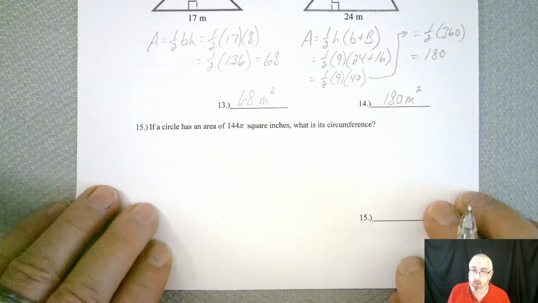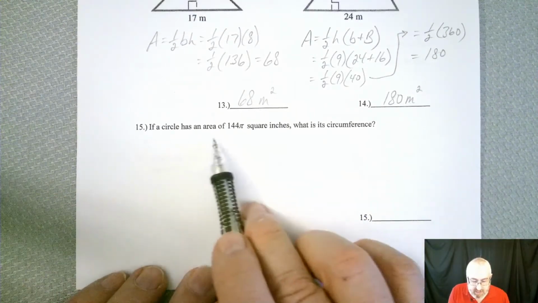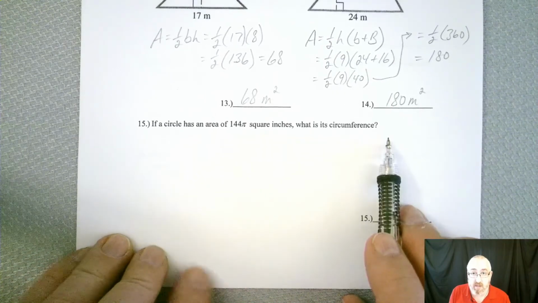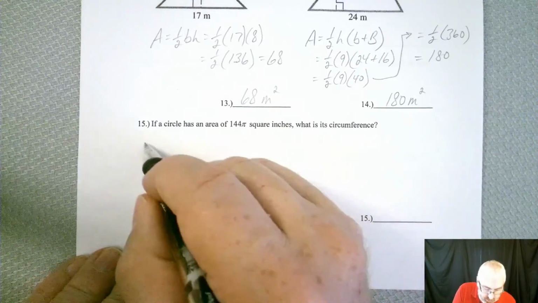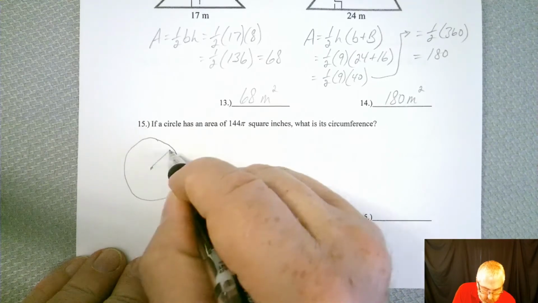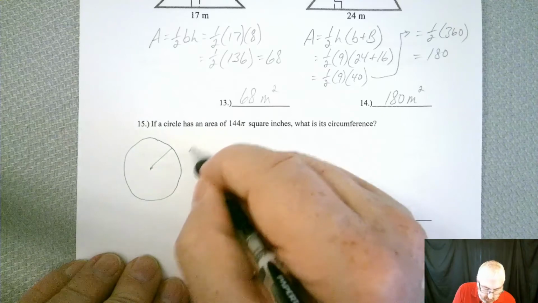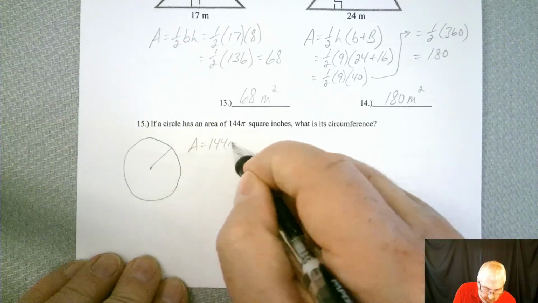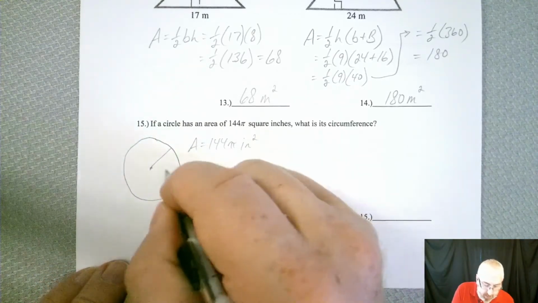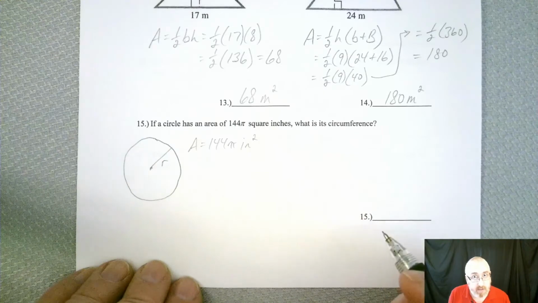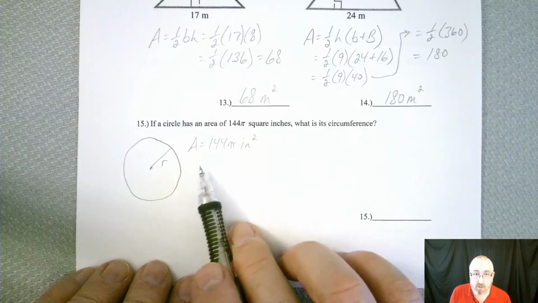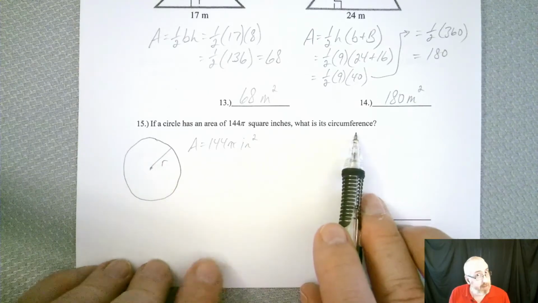All right. Ooh, this one's a good one. So if a circle has an area of 144 pi square inches, what is its circumference? Okay, so we have a circle. And the only thing we know is that the area is equal to 144 pi square inches. Now the problem, we don't know what the radius is. So that's something we're going to have to work on. But that's not really going to help us too much with the final answer, but maybe it will.